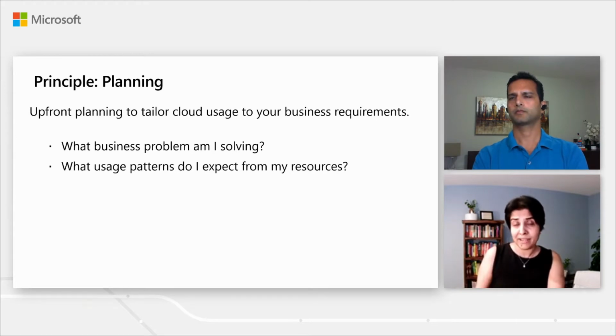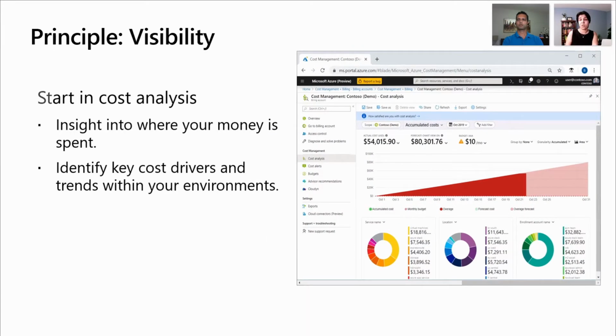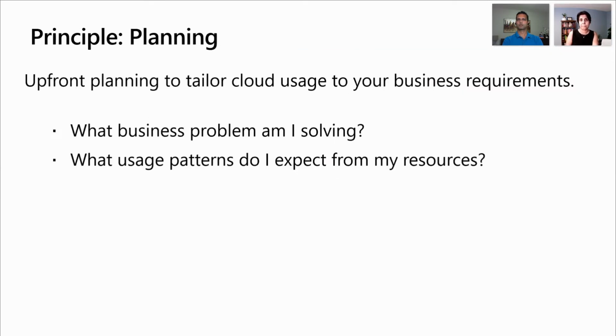The next step after planning is where you come into the world of the module that we're going to be covering, which is visibility. Of course, without having insight into where your money is spent, you cannot control it. So the most important step is to have insight into where your money is spent, and that is achieved completely in cost analysis. You can identify key cost drivers, trends, and what has changed over time in your cost in this wonderful tool called cost analysis, which allows you to slice and dice your costs by various metrics. We will be looking at it in a minute, and you can see the sheer power of it.